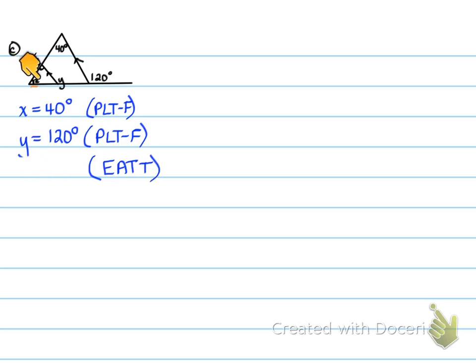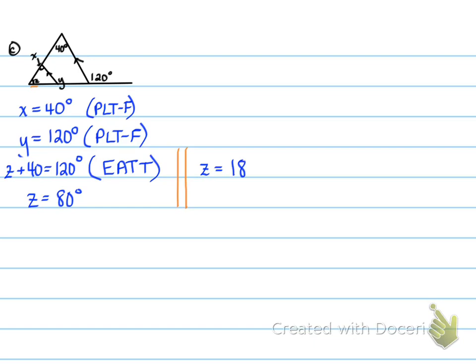Okay, one more time. Z is equal to the sum of the exterior angles. So Z plus 40, right here, is going to equal 120. 120 is our exterior angle. Z plus 40 is equal to 120. That means Z is equal to 80 degrees because of EATT.